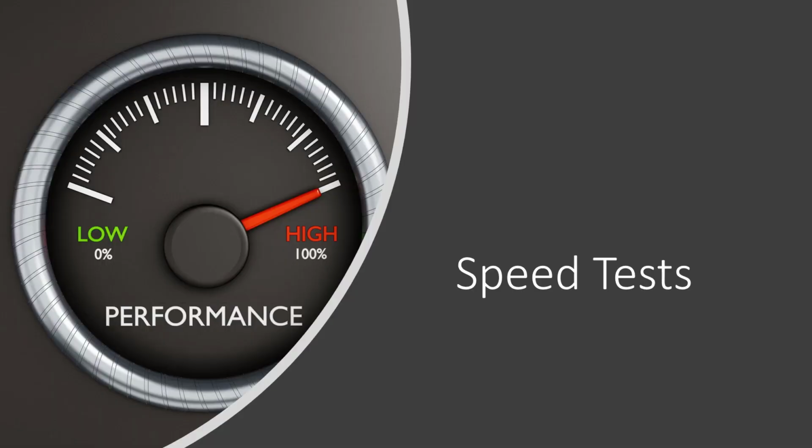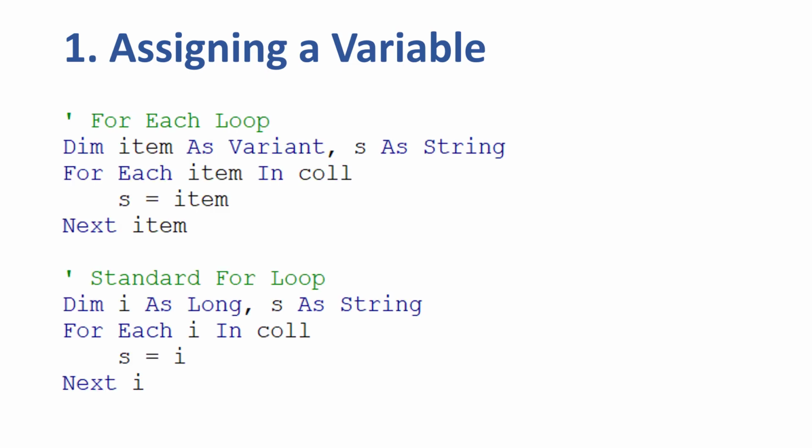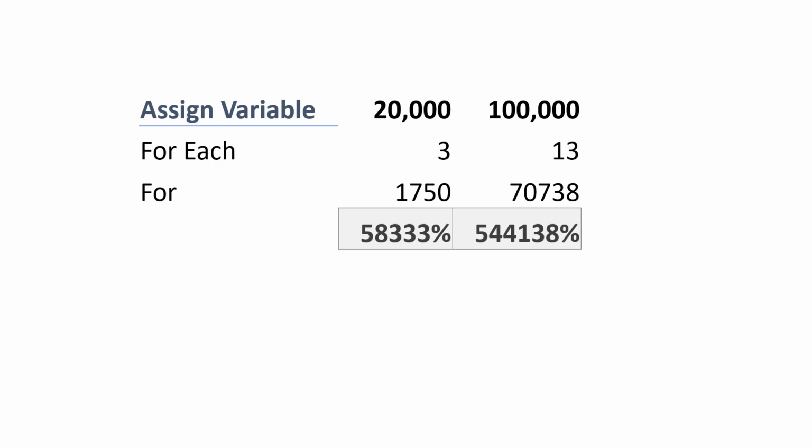Okay, so here are the two speed tests that I ran on the for loops. And the first one was very simple, assigning a variable. So you can see the two loops that I used here. We basically read through the collection and then we assign the variable to a string. So here are the results in milliseconds, and the results are for 20,000 tries and 100,000 tries. And you can see that the for each loop only takes 3 milliseconds, where the for loop takes 1,750. So that's a considerable difference.